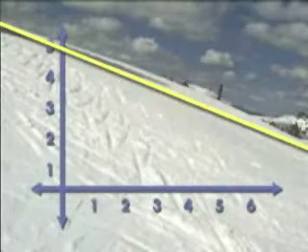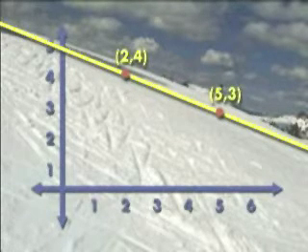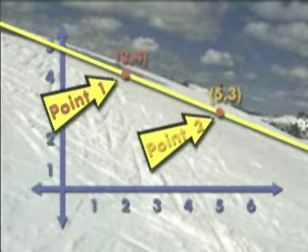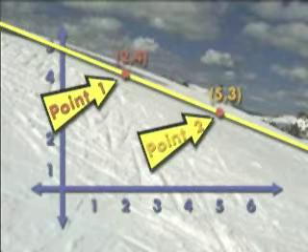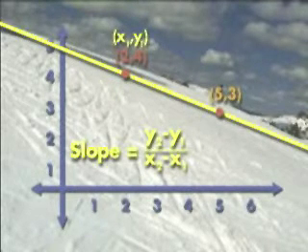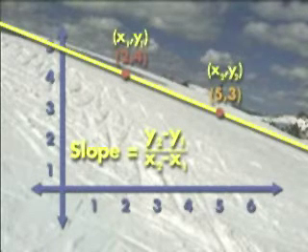So let's do the same problem one more time, but this time pay close attention to the order that things are subtracted. Again, here's the line. On this line, we found the points 2, 4, and 5, 3. If we call this point 1 and this point 2, we call the coordinates of point 1 x sub 1, y sub 1, and the coordinates of point 2 x sub 2, y sub 2.